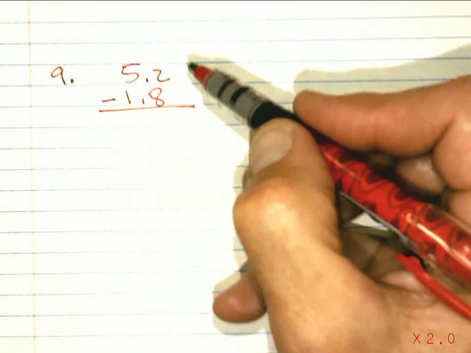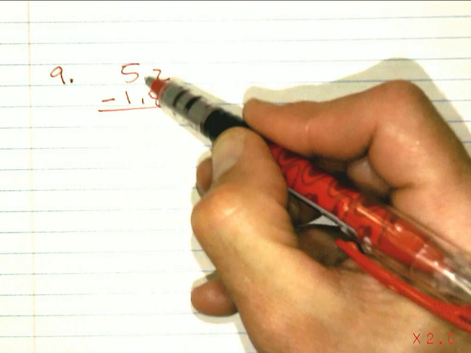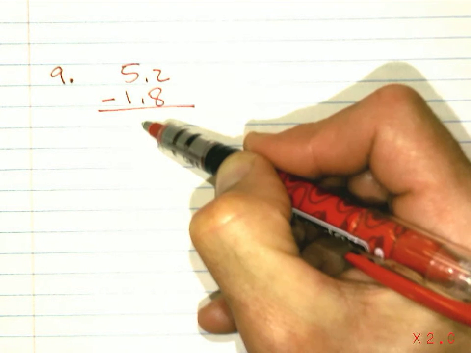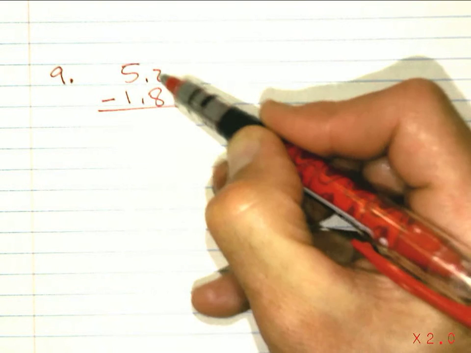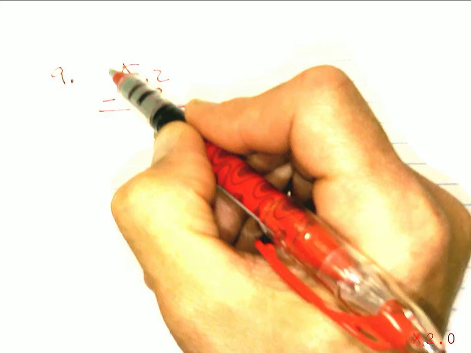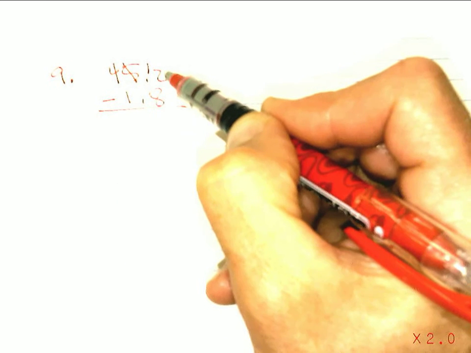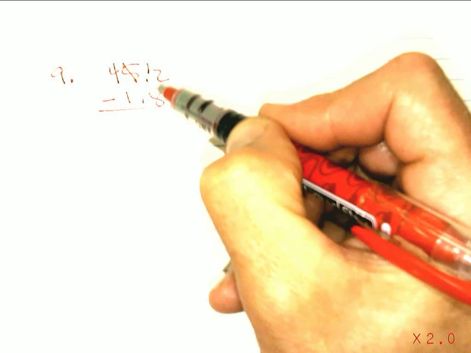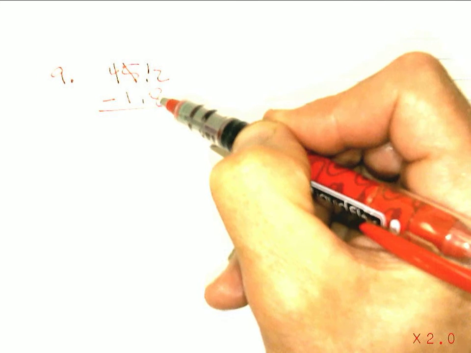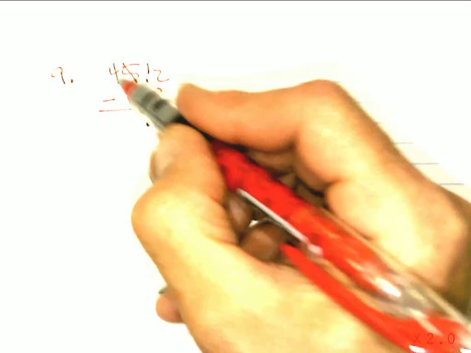So normally we'd look at this and say 2 minus 8 doesn't work. We have a decimal point there that's going to get carried down, so we're going to want to make sure that that gets carried down. But before we do that, we're going to need to borrow from the 5 and turn it into a 4, and then make this into 1.2, or we'll think of it as a 12 in this case. 12 minus 8 is 4. And we put the decimal point there, and then 4 minus 1 is 3.